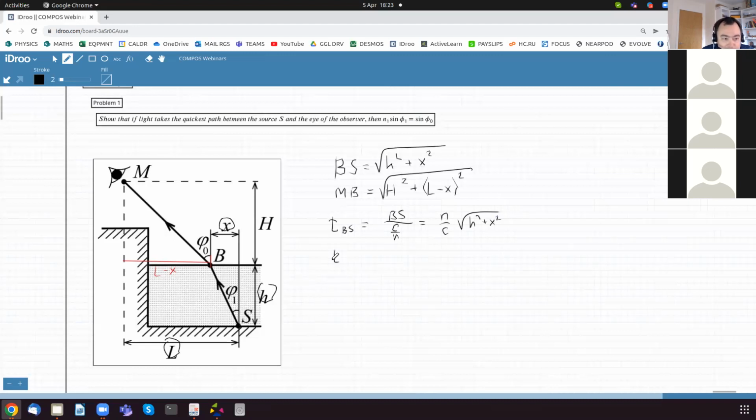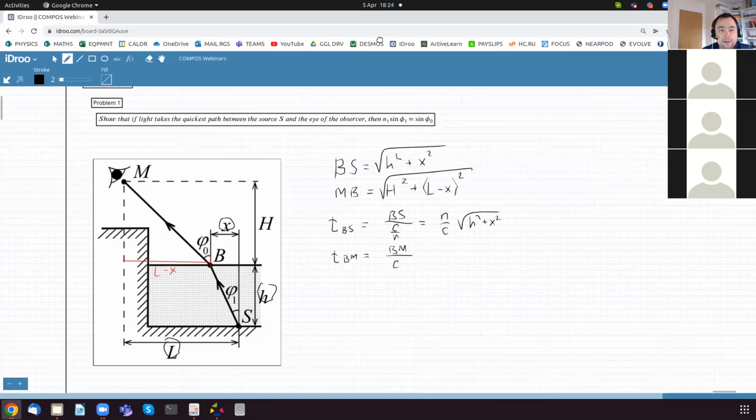Now we need to find the time BM. It is equal to the distance BM divided by c, because the speed of light in air is the same as in vacuum. Well, it's almost the same, very similar.